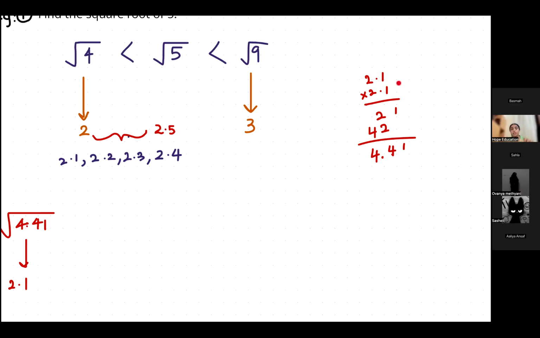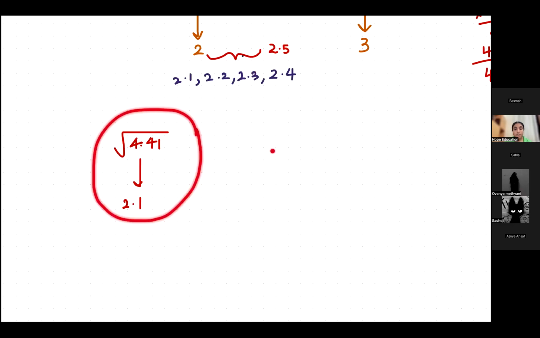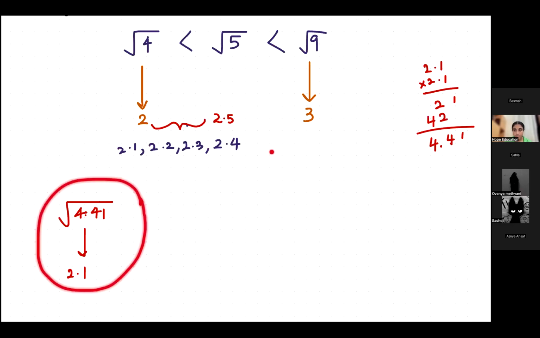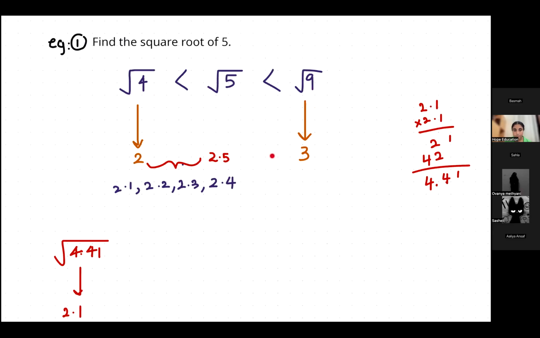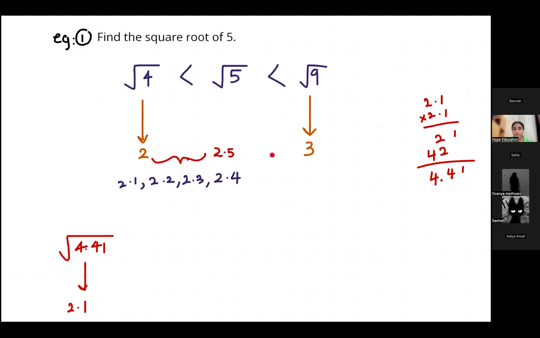That means the square root of 4.41 is 2.1, right? The square root of 4.41 should be 2.1. We are using 2. Yes. I didn't understand the 2.1 part. Yes, that was Sasheli's question. Let me explain that again.